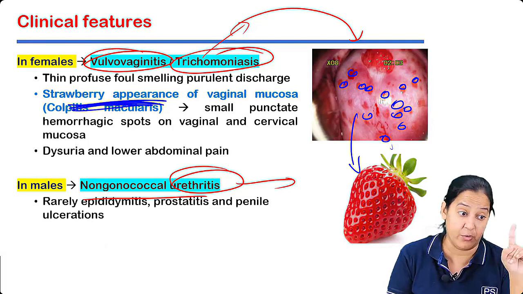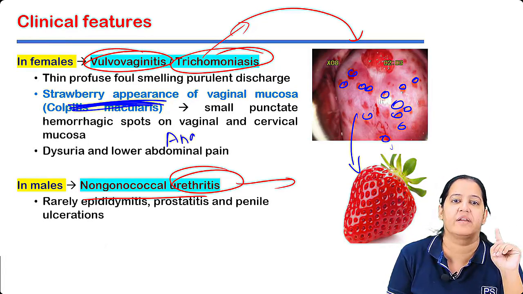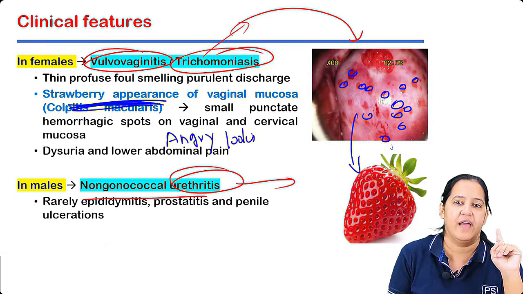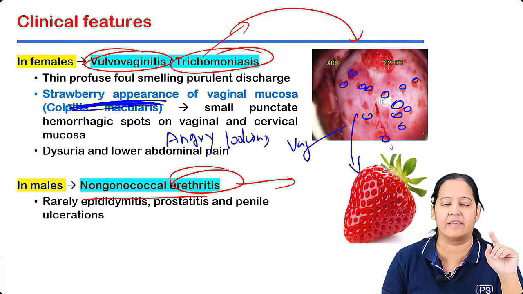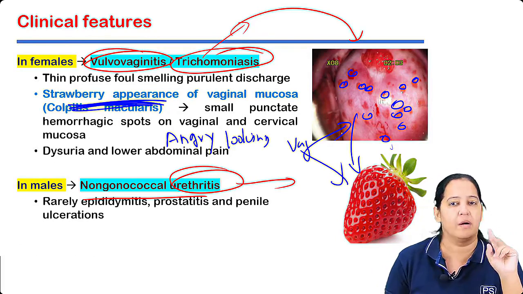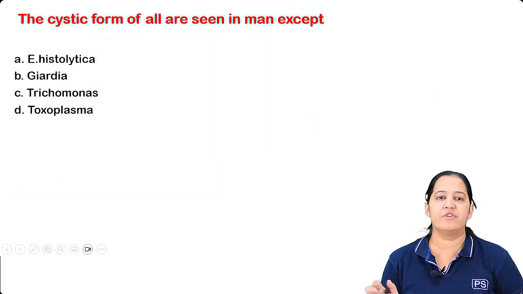It's a PYQ. Not only this, it is also known as, it is not written here, you can write, angry looking vagina, because of the red color. In anger, the face is red like that. So angry looking vagina or strawberry vagina, both are the same. Please learn. So we are done with Trichomonas vaginalis.